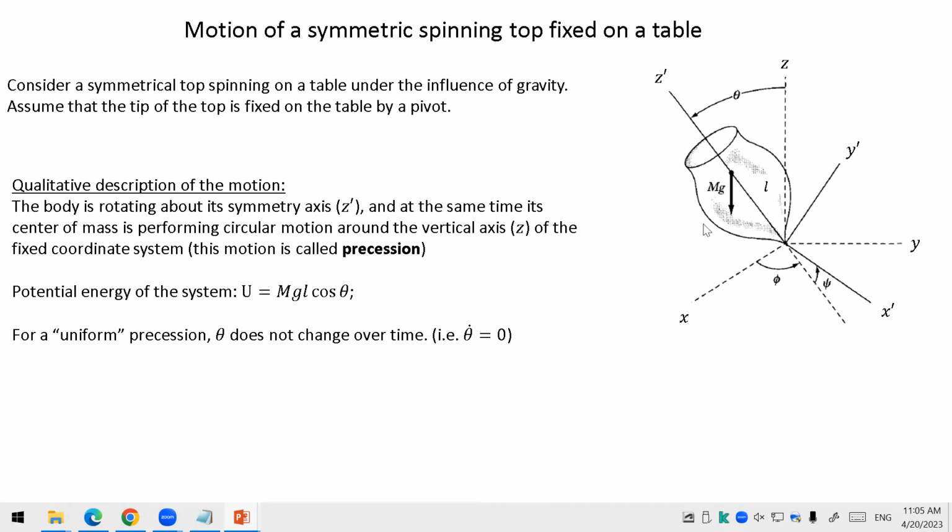So in this case, the potential energy of the system is given by mgl cosine theta. L is the distance between this point and the center of mass. Like this.